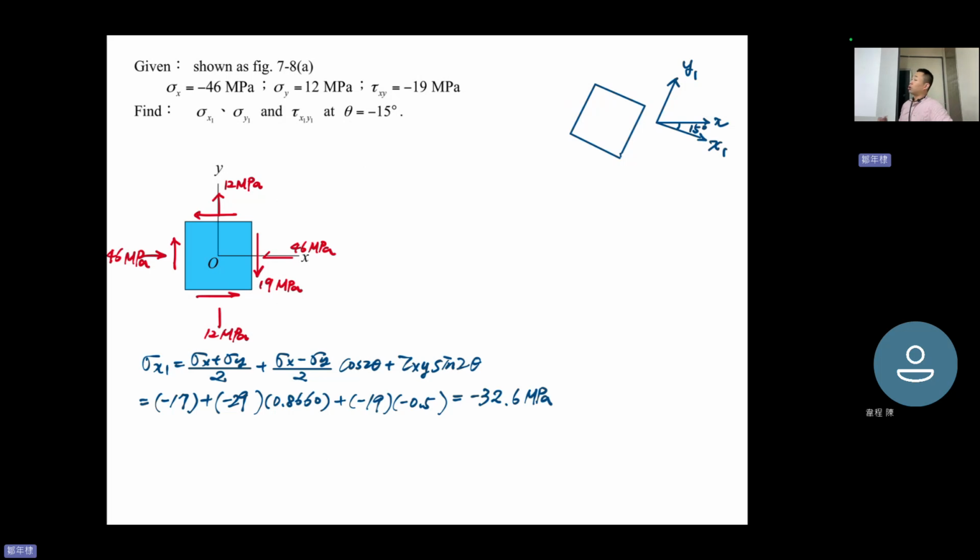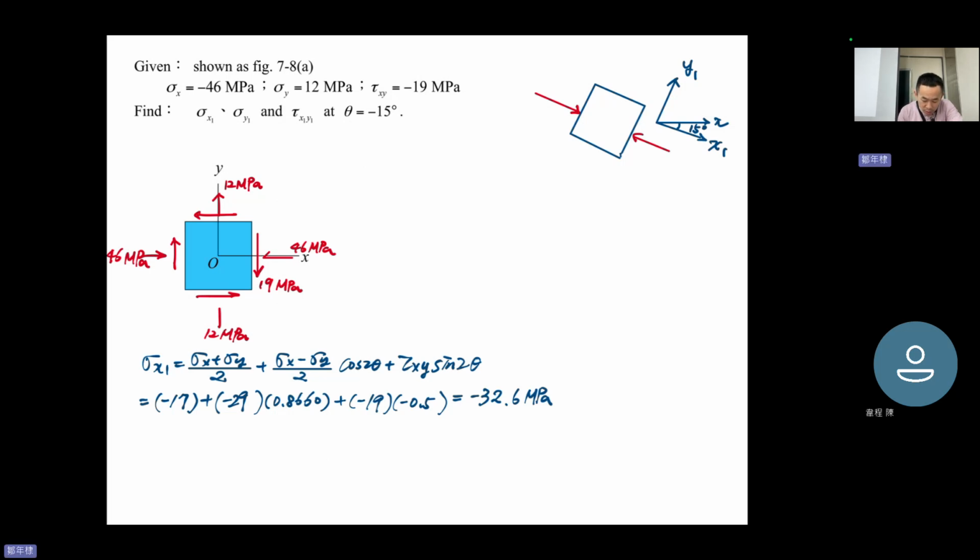符号是很重要的哦，不要忘记它了。Okay, so you got minus 32.6. Okay, your sigma x1 is minus, which means that it is compression. Okay, compression. And the opposite side has compression as well because you need to balance the force. Okay.